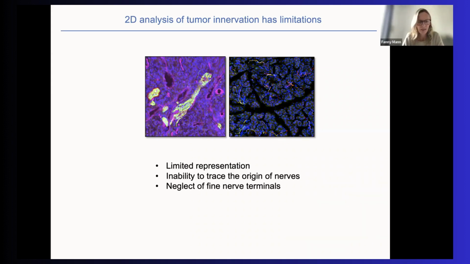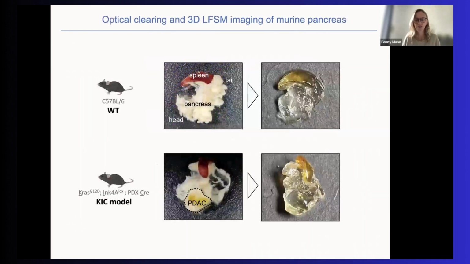So to get around these limitations, we have decided to map the innervation of pancreatic tumors using a combination of tissue clearing techniques and light sheet fluorescent imaging. So we have adapted this technique to whole-mount preparation of mouse pancreas. And you see here a mouse pancreas. We usually keep the spleen attached to the specimen, and this is to allow us to orient the head and the tail of the pancreas.